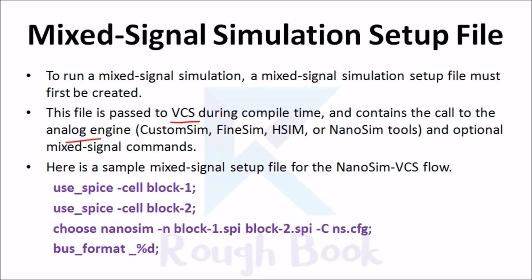Here is a basic sample mixed signal setup file for NanoSim VCS. It can also be CustomSim VCS, FineSim VCS, or HSIM VCS. Here we are using NanoSim VCS. As we know, this uses Spice with cells block 1 and block 2, and we choose NanoSim, with block 1 having an extension of spice and block 2 having an extension of spice. We have a config file, and we have a bus format with an underscore %d. All the lines end with a semicolon.